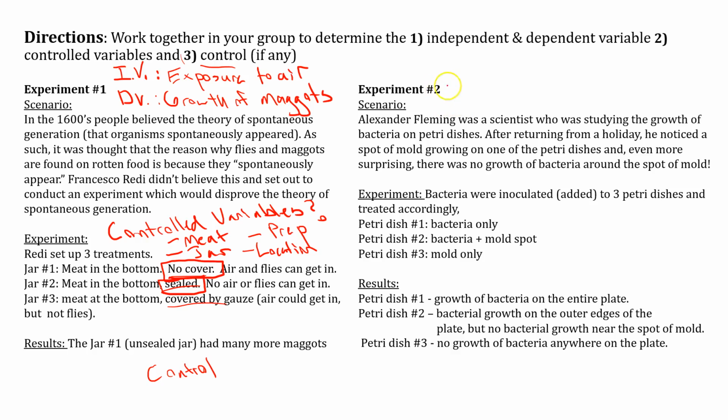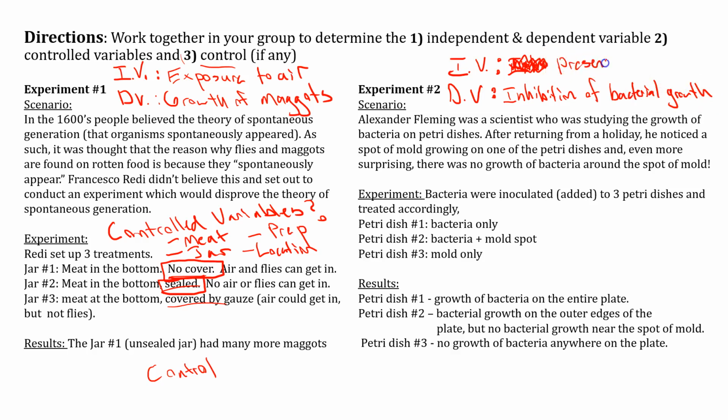All right. Experiment number 2, we've got the independent variable and the dependent variable. There are a couple different ways you could word it. The dependent variable would be the inhibition of bacterial growth. That's what you're measuring. And the independent variable would be the presence of mold.